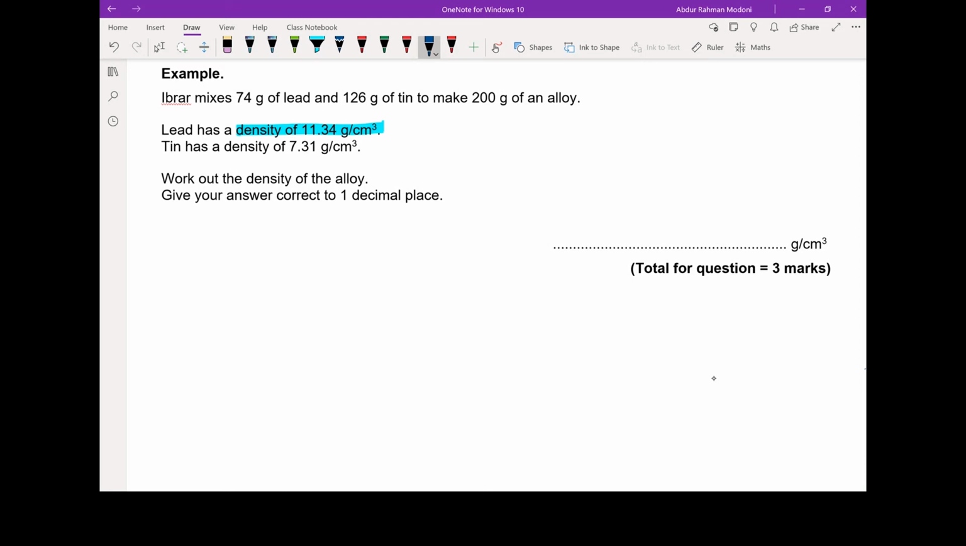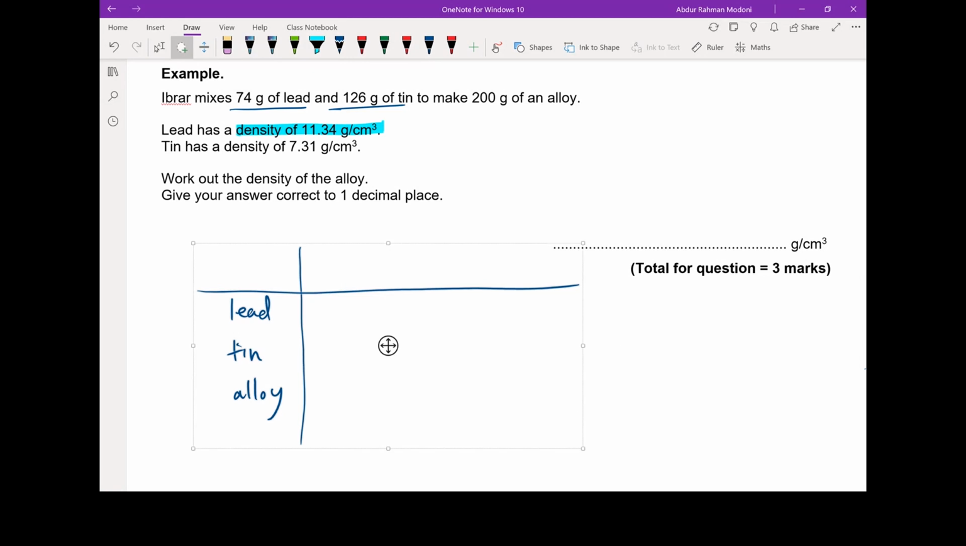So let's see, we've got lead. I'll write down here lead, and we've got tin. And lead and tin are mixed. So it says here lead and tin are mixed to form an alloy. So I'll write down here, this is what it forms, an alloy. So I'm going to form my two-way table here. So I've got lead, tin and alloy down the left hand side. And I'm going to write down a few other measures along the top.